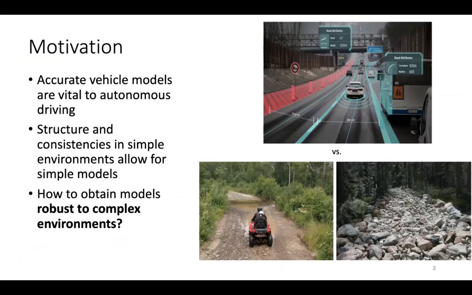For effective planning and controls in autonomous driving, accurate vehicle modeling is needed in order to understand how the vehicle will respond to given commands given a certain state. In simpler environments like cities and paved roads, structure and consistencies allow us to use simple models that are still relatively accurate. However, these consistencies can't be taken for granted in off-road environments, where the terrain is super inconsistent and variable. In these situations, we can't use the same simple vehicle model without losing accuracy.